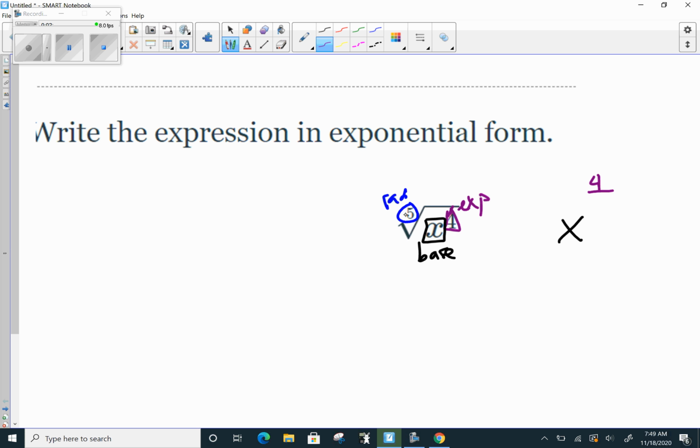The radical is called the root. So rad is root, and think about roots like plants. When you have plants, the roots go into the ground, on the bottom. So this is our final answer, x to the 4/5 power. All I did is rewrite it. Okay, we're going to do a couple more.